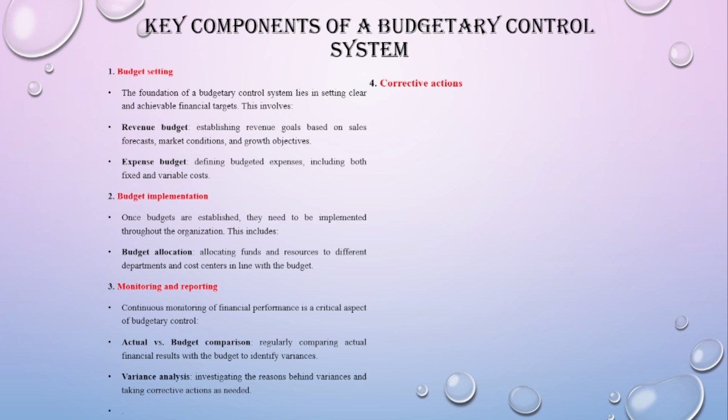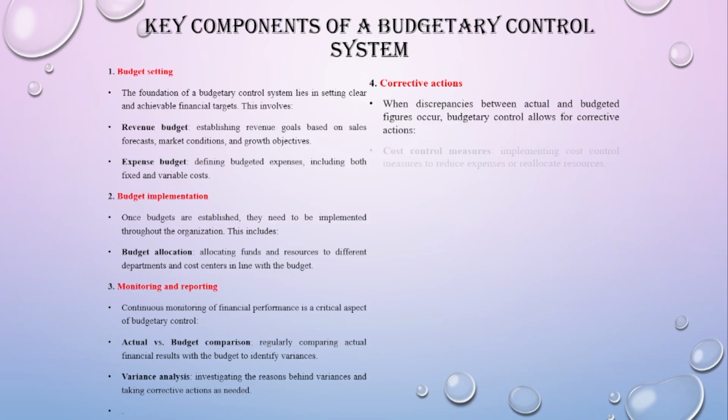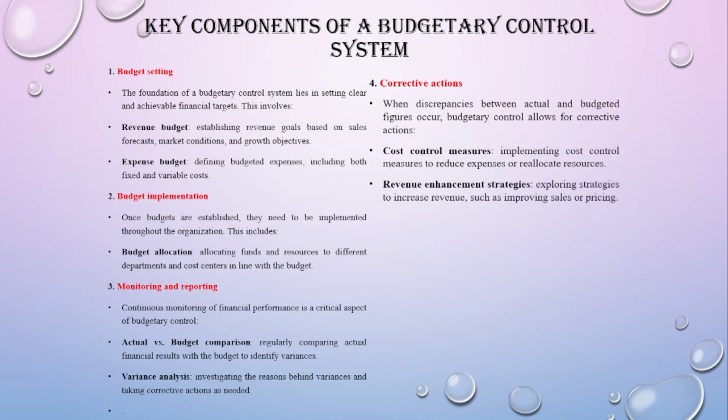Fourth aspect, that is corrective actions. What are corrective actions? When discrepancies between actual and budgeted figures occur, budgetary control allows for corrective actions. Cost control measures. What are cost control measures? It is implementing cost control measures to reduce expenses or reallocate resources.